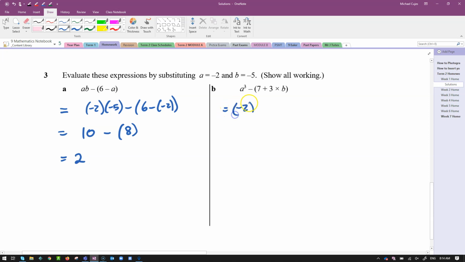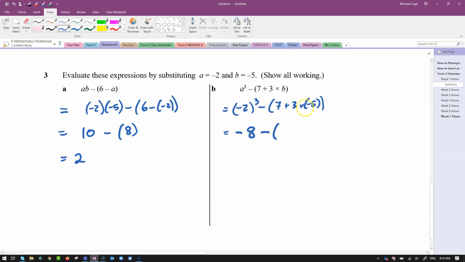Next one, -2 cubed minus 7 plus 3 times -5. When I cube a negative number, it's a negative number. When I multiply it by itself again, it will become positive. When I do the third power, it's going to be negative. In fact, if you have a negative number and you raise it to an odd power, the result will always be negative. If you raise it to an even power, the result will be positive. 3 is an odd number, so -2 to the power of 3 is a negative, and 2 to the power of 3 is 8. That's my first bit taken care of.